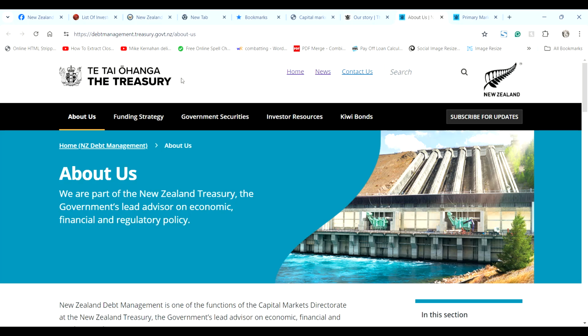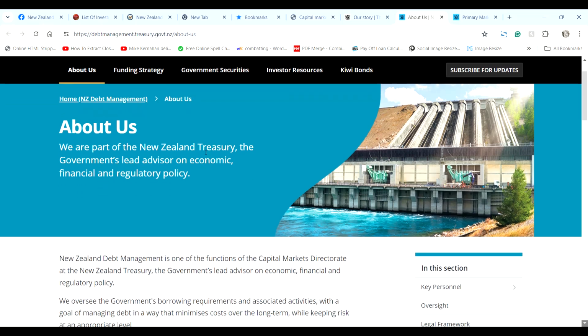And then within the Treasury, you have the New Zealand Debt Management. It used to be called Debt Management Office, recently changed it to straight Debt Management. Why? Who knows? But the debt management is part of the New Zealand Treasury, the government's lead advisor on economic, financial and regulatory policy. The New Zealand Debt Management is one of the functions of the Capital Markets Directorate at the New Zealand Treasury.